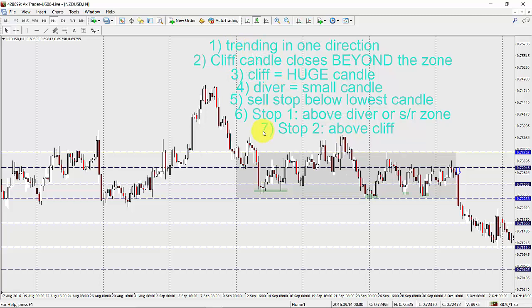Now, there is another advanced entry that we can talk about if you want. Yeah, look, the question is, can we use Acapulco on 1 hour charts? Sure, of course you can.